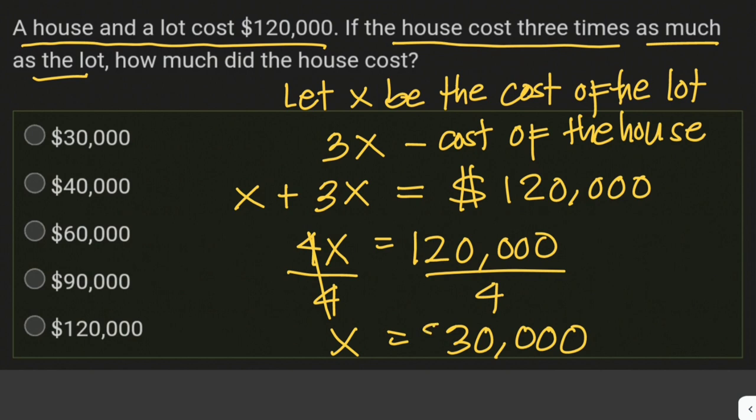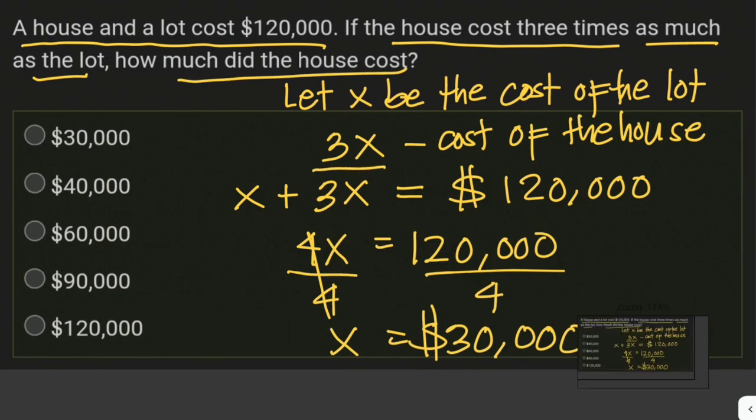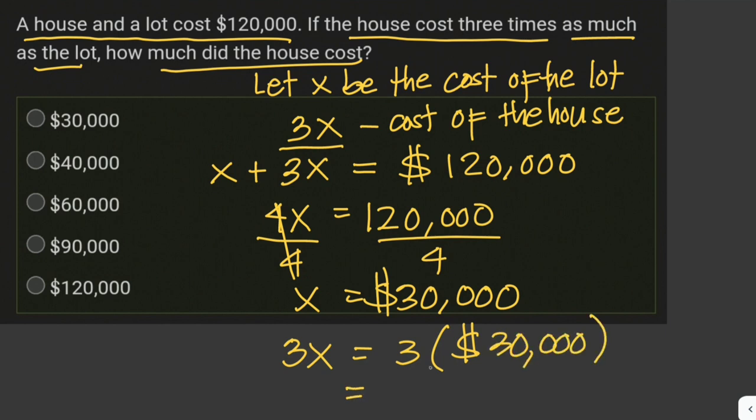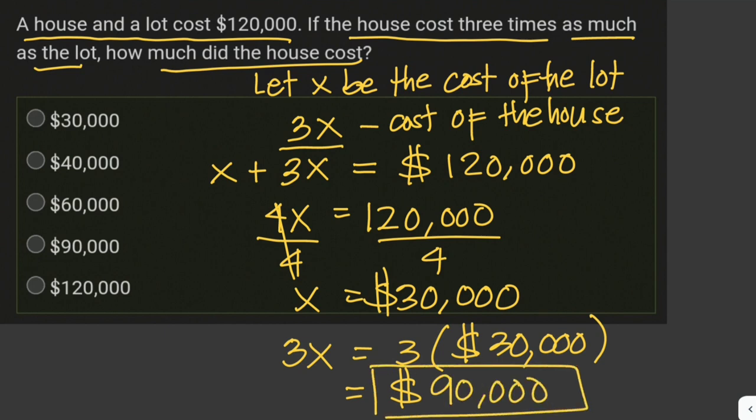Therefore the cost of the lot is $30,000, but we are asked for the cost of the house, and the cost of the house is just 3 times as much as the cost of the lot, so that is 3x, or 3 times $30,000, and this would give us $90,000. So this is the cost of the house, and this is our answer here.